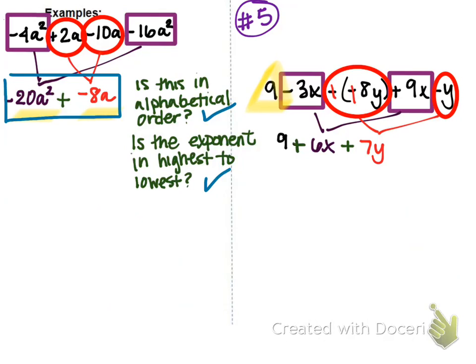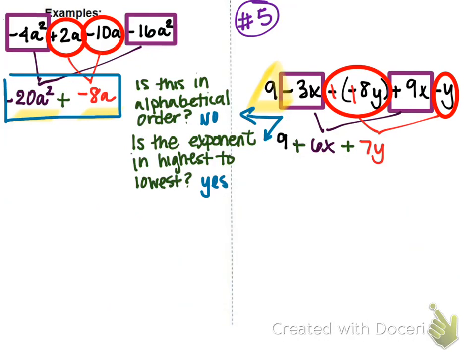Now we're going to check our answer against these two questions I asked you before. Is it in alphabetical order, and is the exponent in highest to lowest order? My first thought is, I don't think that's the case. I do have the x and then the y, but I have the 9 that doesn't have a variable in the very front. And that's not where I want it. I want it at the very back, because it doesn't have a variable. It's not alphabetical then.